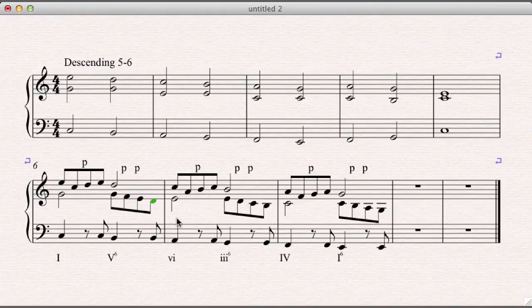Okay, so we have that. Good. Now this is all fine, but the problem is this. This is all sequential in progression, right? This is the descending 5/6 sequential progression. But when we get here, as you can see, we go 4 root position, 5 root position, and 1. This is giving us a cadence. So we can't continue the pattern in exactly the same way.